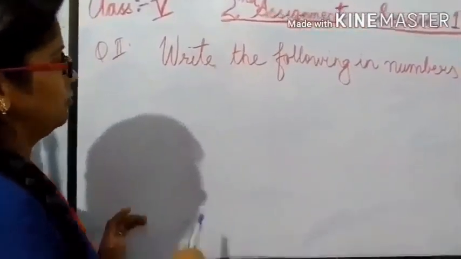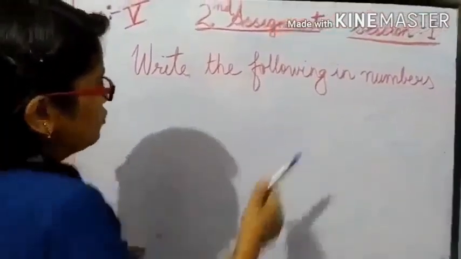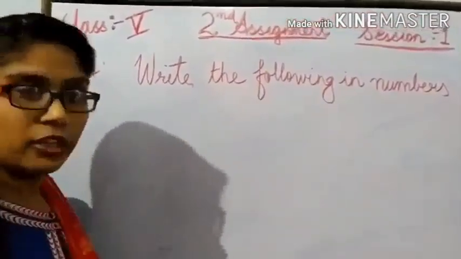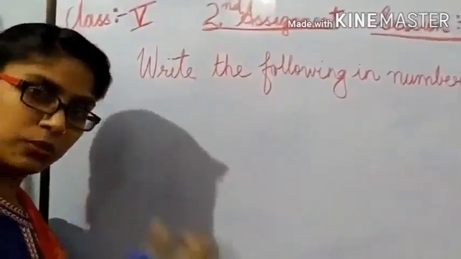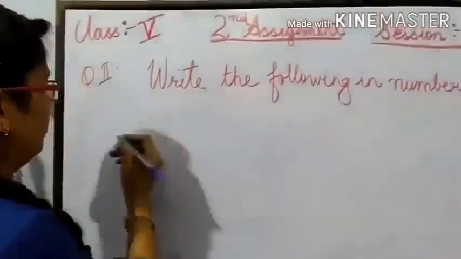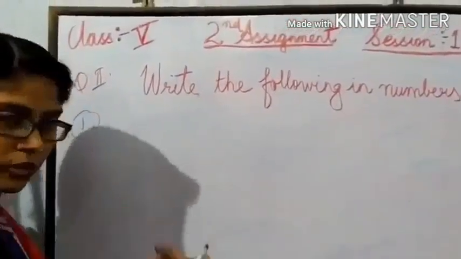Now children, the next question may be: write the following in numbers. It means now you have to change the Roman numerals into numbers. So here again I am taking one example.